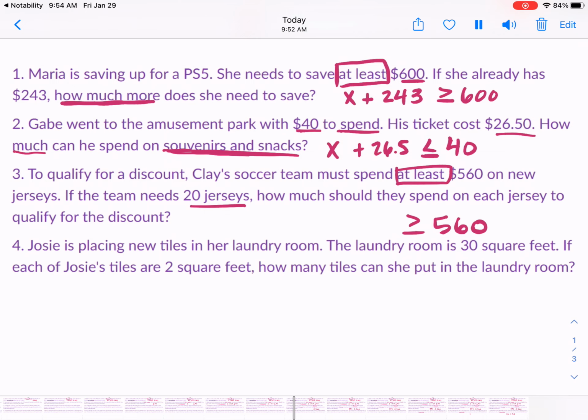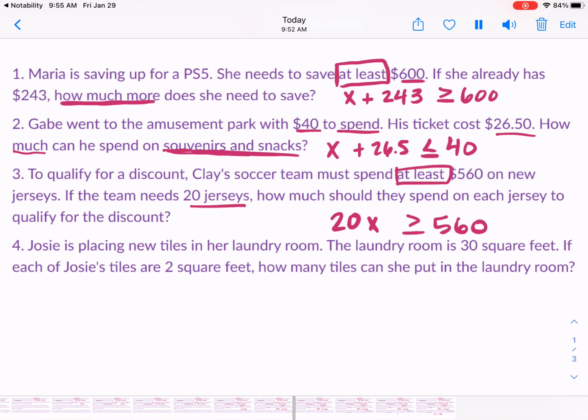So we already know it has to be greater than or equal to $560, and we know they have 20 jerseys. Now, each jersey is going to cost a certain amount, so I'm going to use multiplication to represent that. So if each jersey costs $10, then that would be $200, for example, because 20 times 10 is 200. So we need to make sure that it's greater than or equal to $560.